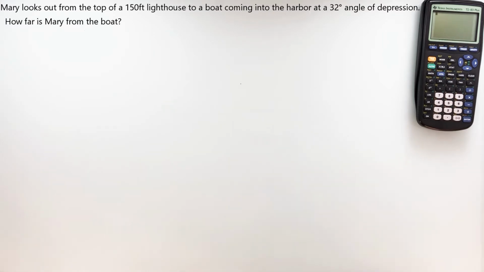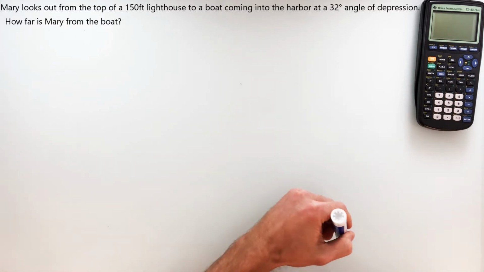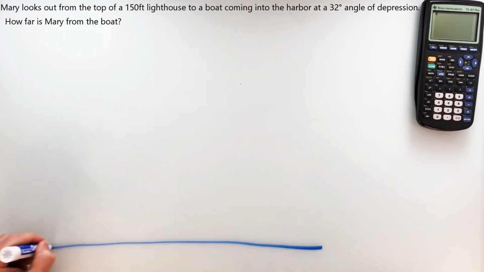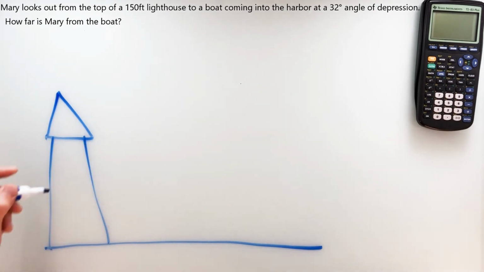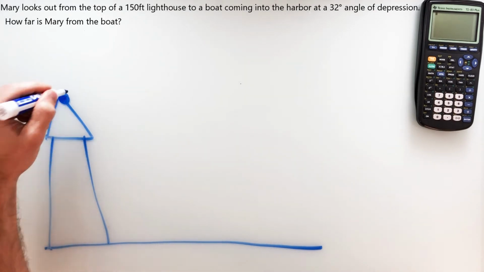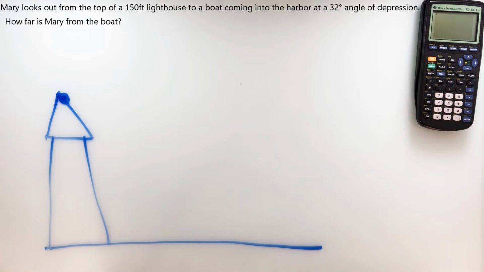Okay, so again, an accurate picture is really the most important part before we start solving anything. We have to make sure everything is in the right place. So really two things are going on here. We've got a lighthouse and we've got a boat coming into a harbor. So start with kind of a ground level. I have a lighthouse. We've got Mary at the top of the lighthouse. There she is on the roof looking down at a boat in the harbor. So we got a boat.